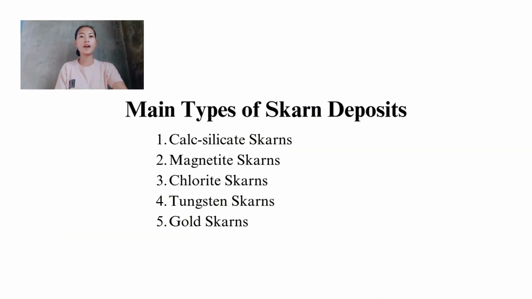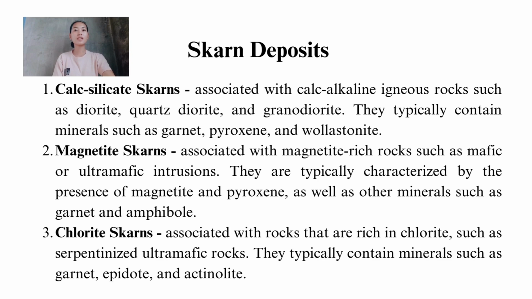There are five main types of skarn deposits. First is the calc-silicate skarns, second is the magnetite skarns, third is the chloride skarns, fourth is the tungsten skarns, and lastly is the gold skarns. The calc-silicate skarns are associated with calc-alkaline igneous rocks such as diorite, quartz diorite, and granodiorite. They typically contain minerals such as garnet, pyroxene, and wollastonite.